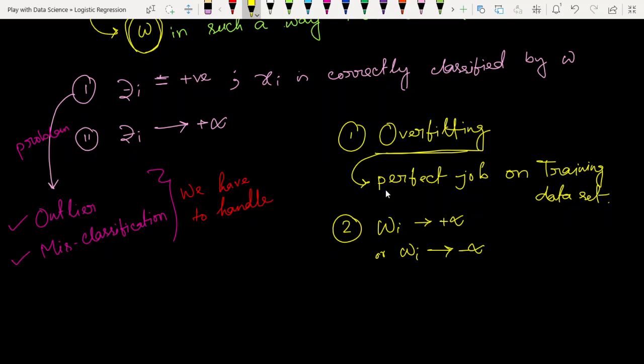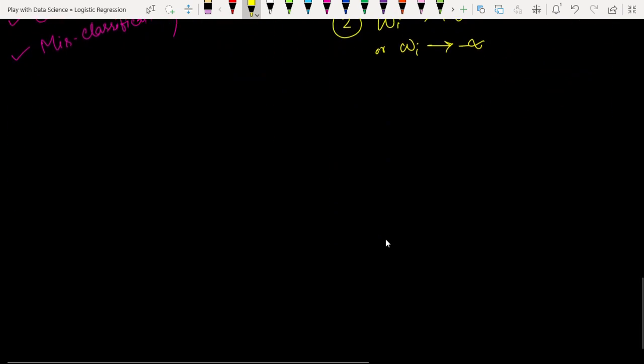And one thing is that w, at the end of the day, is perpendicular to our plane. If w is plus infinity or minus infinity, then we have to tackle some problem. Just see what kind of problem we have to face. So first write down what the regularization is. Now L2 regularization.